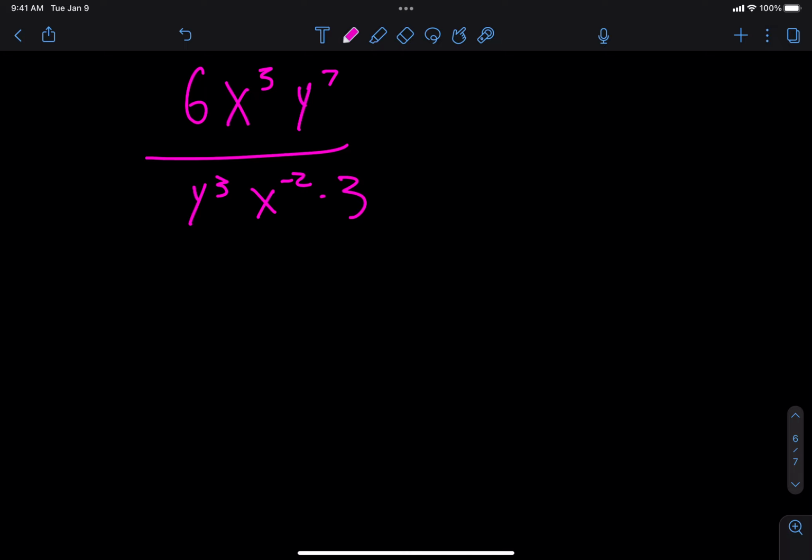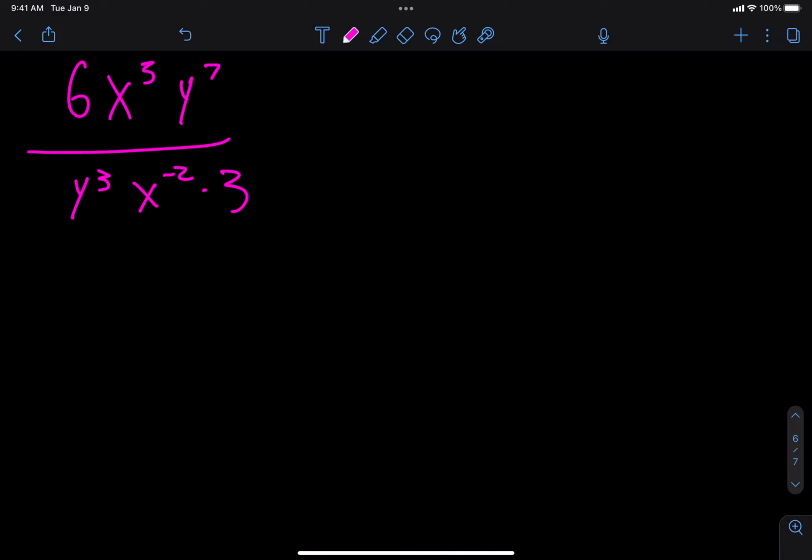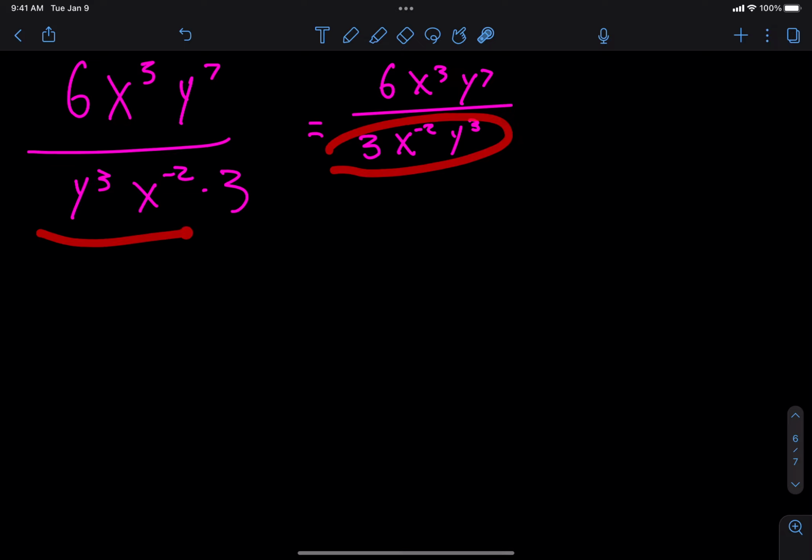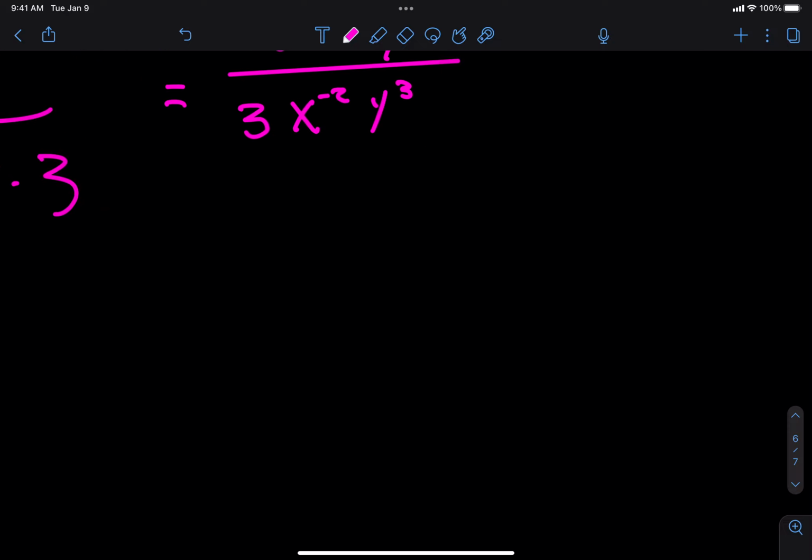One thing that I find is usually helpful for students when they start a problem like this is to rewrite the denominator in the same way as the numerator, or vice versa. So I'm going to write 6x cubed y to the 7th, and divide that by 3 x to the -2 y cubed. This is perfectly fine, because y cubed times x to the -2 times 3 is the same as 3 times x to the -2 times y cubed.